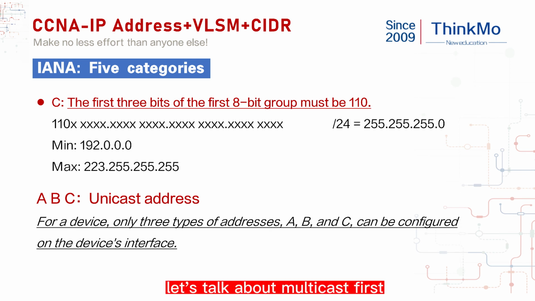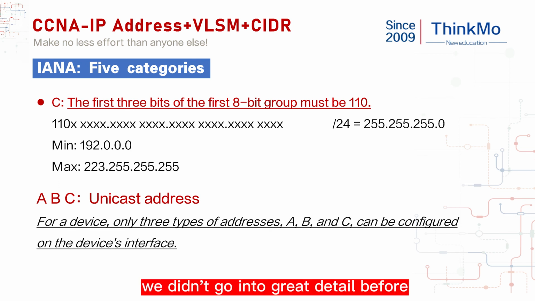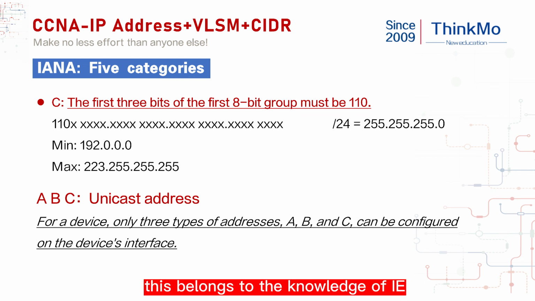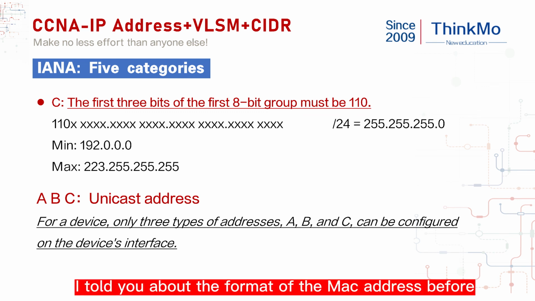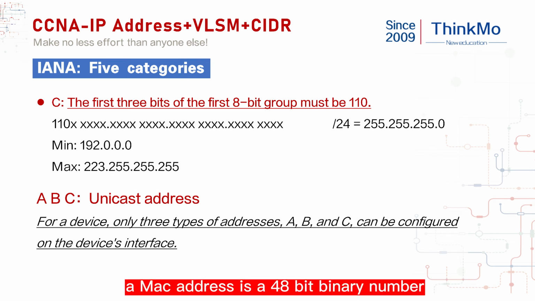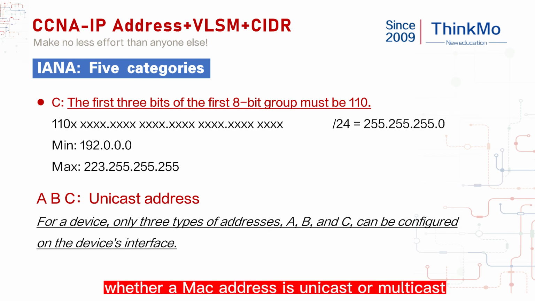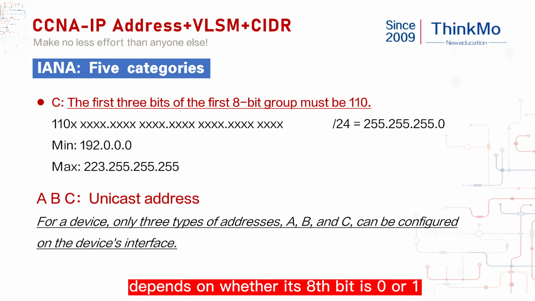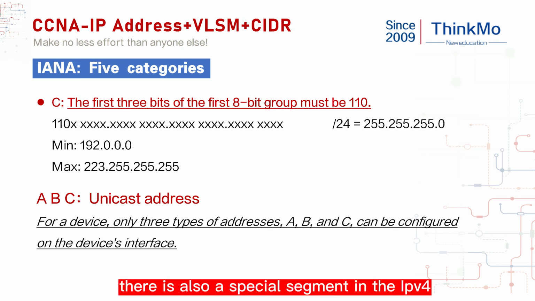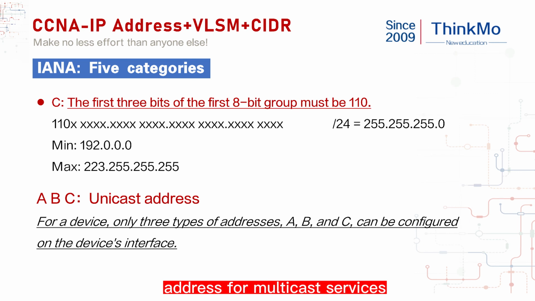Let's talk about multicast first. We didn't go into great detail before, because at this stage we don't need to understand the whole of multicast. This belongs to the knowledge of IE. I told you about the format of the MAC address before. A MAC address is a 48-bit binary number. Whether a MAC address is unicast or multicast depends on whether its 8th bit is 0 or 1. For the network layer, there is also a special segment in the IPv4 address for multicast services.